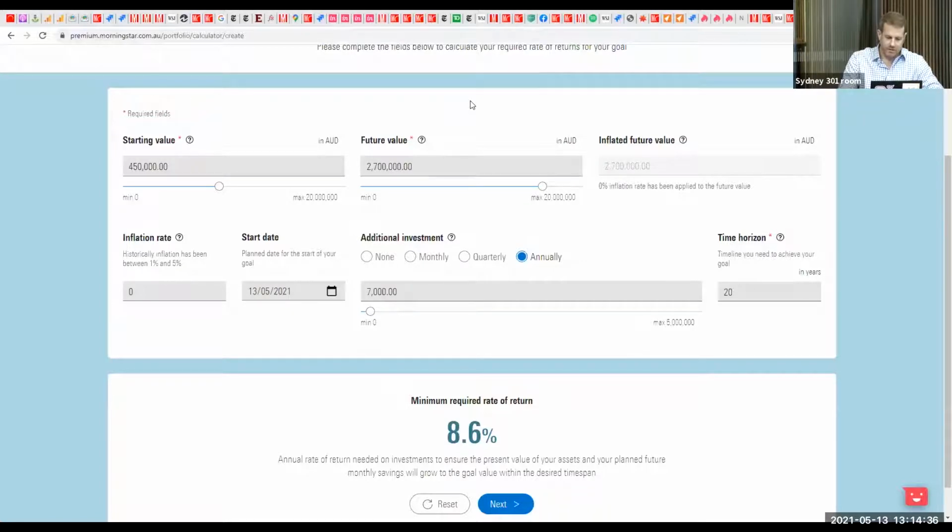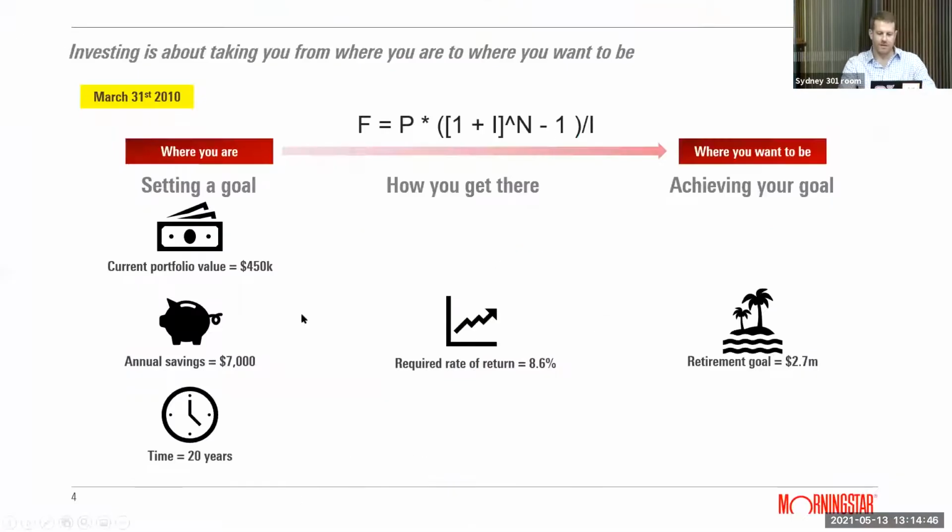All right. So now we've calculated our required rate of return. So we're going to go back to the PowerPoint. I'm really bad with this stuff. So look at that. All right. Same thing we were talking about. Here's all the inputs we put in, 8.6%, 2.7 million. This is the time value of money formula that's just been rearranged. So if you want to go calculate this yourself, you can.